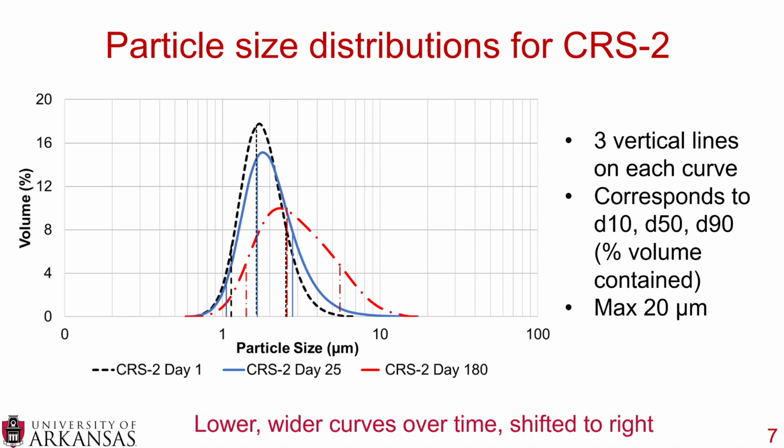But it's also very clear to see that as time progresses, as the emulsion stays in storage, lower and wider curves begin to occur. So the day 1 is that top upper left-hand solid dashed line. Day 25 is the solid line that's in the middle, down and to the right a little bit. And then day 180 is even further down with the dots in the dashed line. So not only is your particle size increasing, but the distribution, the span, is also increasing. So lower, wider curves over time, and they're shifted to the right.